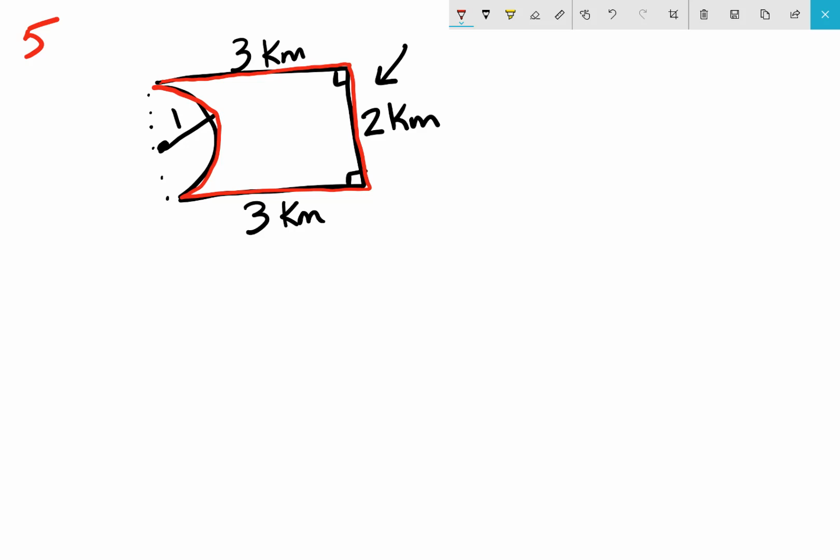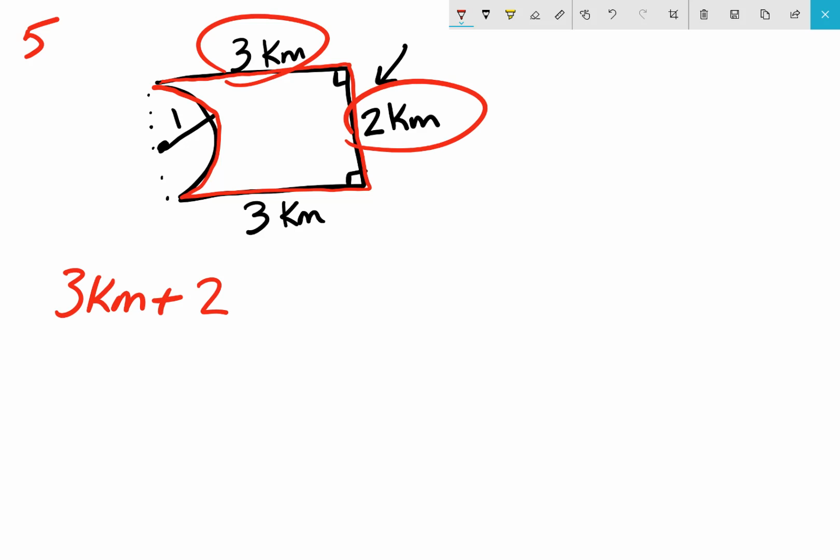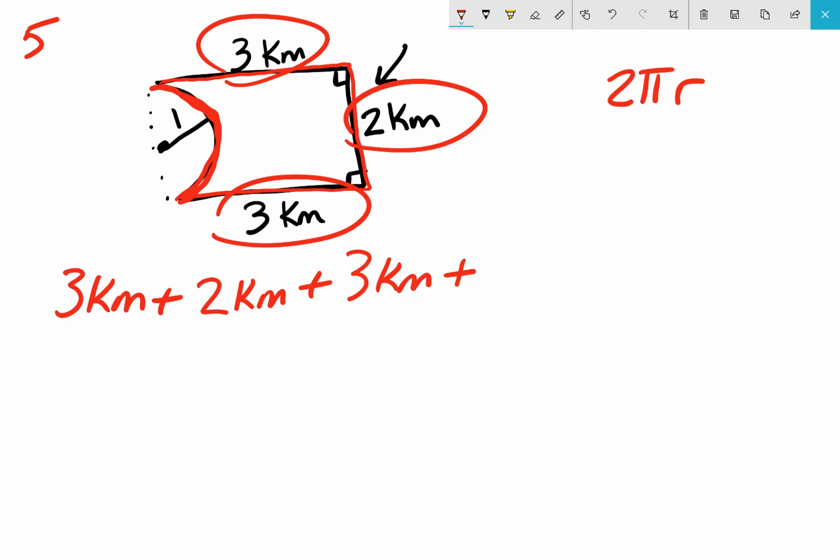All right, so that's going to be 3 kilometers plus 2 kilometers plus another 3 kilometers plus the circumference of this semicircle that you have to walk around. The circumference of a circle is 2 pi r. But this is a semicircle, so it's only half of that, so divide it by 2. So that's pi r. So that semicircle has a perimeter of pi times its radius. The radius of it is 1, so 1 times pi.